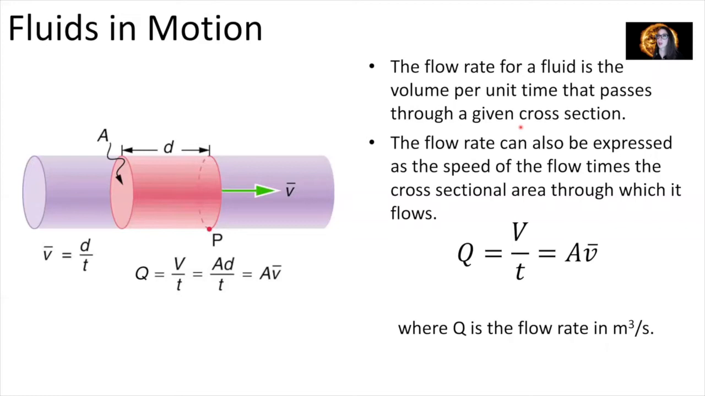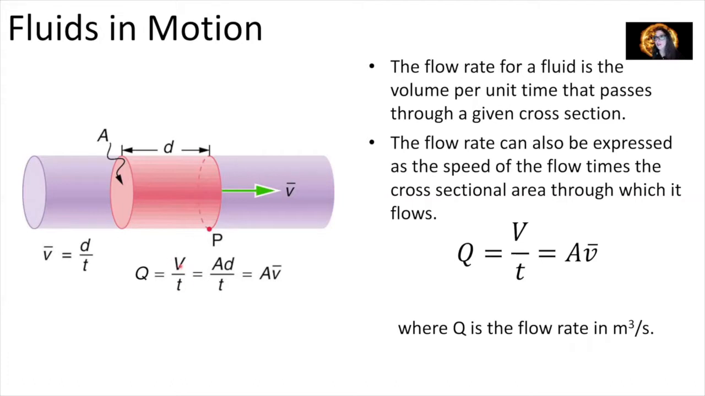Let's talk about flow rate. Flow rate for a fluid is the volume per unit time that passes through a given cross-section. So let's imagine we have a pipe. Here is our cross-section. And so we're going to use Q here to represent our flow rate. So Q is our volume that passes through this cross-section right here per time, the volume of a fluid per unit time that passes through this cross-section.